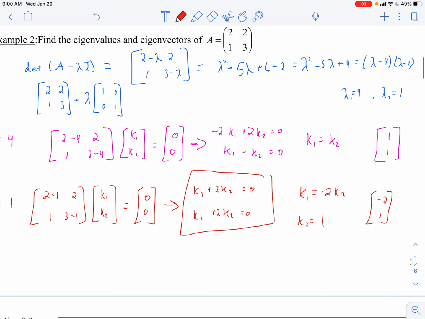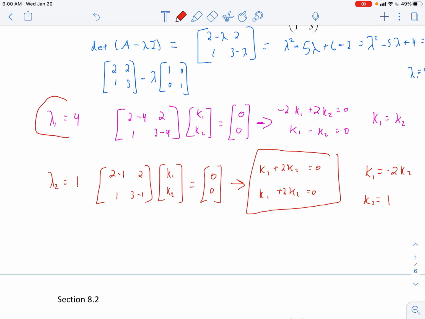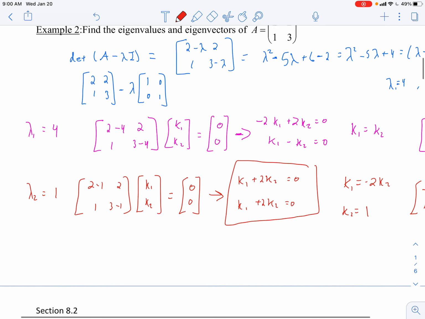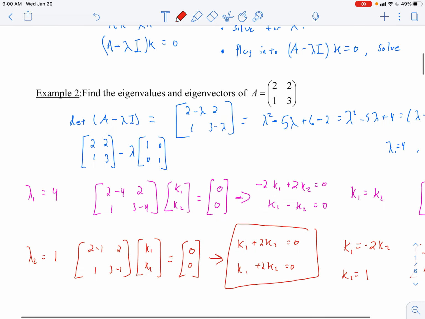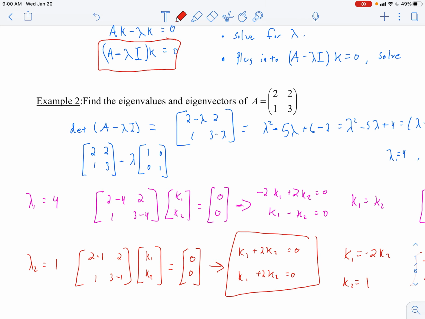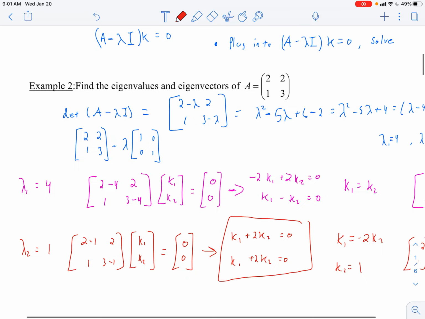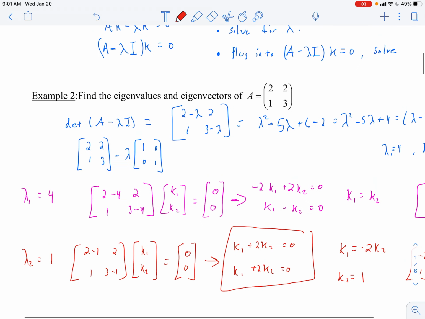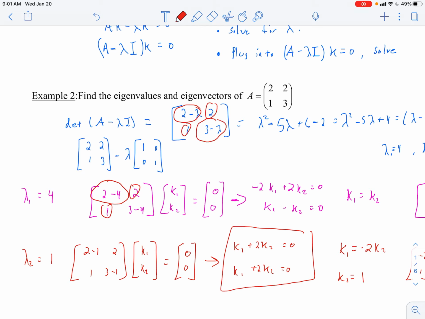So we have two of those, lambda sub 1 and lambda sub 2. Let's plug in lambda sub 1. If we say lambda sub 1 is equal to 4, we're going to plug this back into this form: A minus lambda I k equals 0. Hopefully you notice this is always going to take the same shape as what we originally did for the determinant. We're going to do 2 minus lambda, but lambda is 4, so it's 2 minus 4. You notice the 2 and the 1 stay the same. And then we do 3 minus lambda, so 3 minus 4, times our k and set that equal to 0.